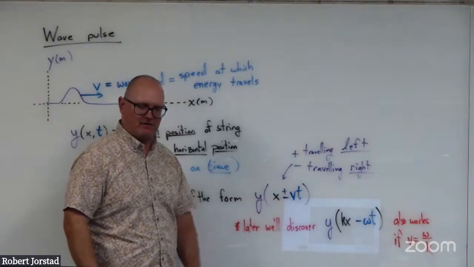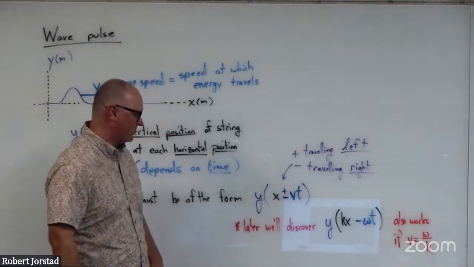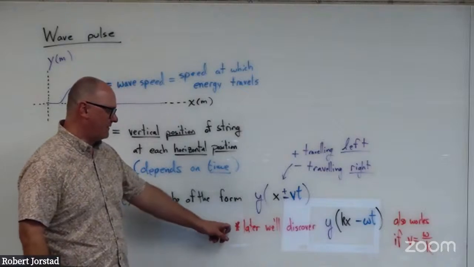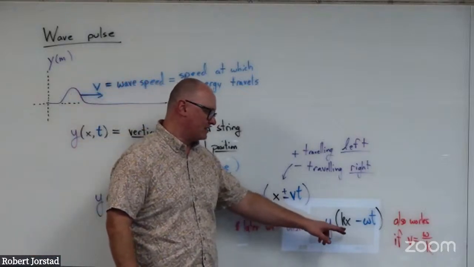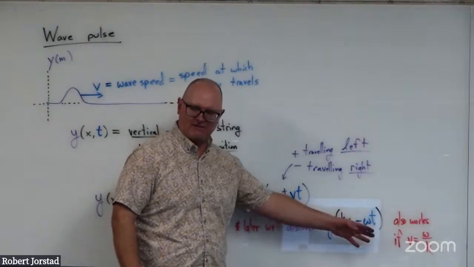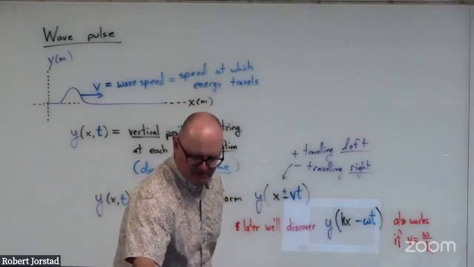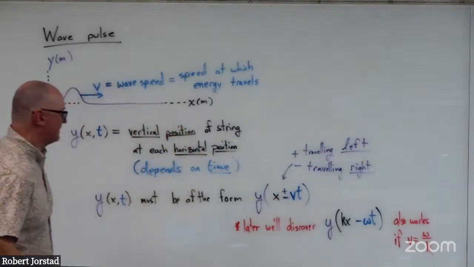I'll have another video in a second that kind of emphasizes this, and in that video we'll discuss, you can also find out that this can be of the form y is a function of kx minus omega t, and in the other video I'll explain what all this means. There's a little bit of glare there, let's get rid of that. Sorry about that.